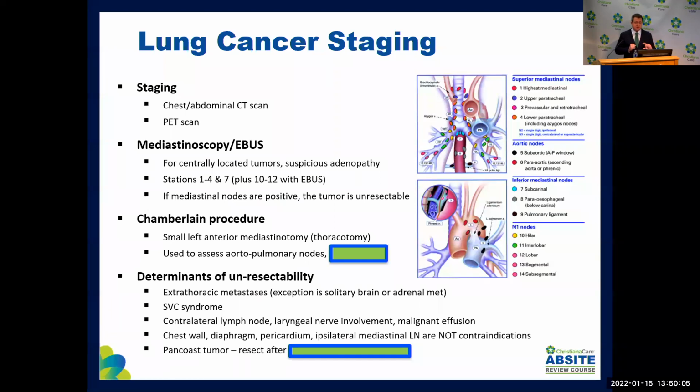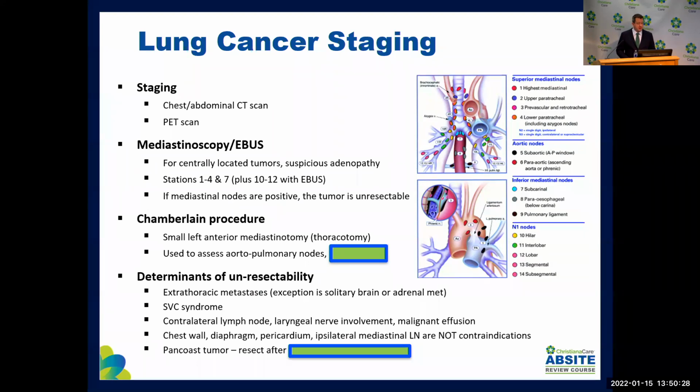They're going to anatomically tell you, or they're going to give you a number and want to know what's the best approach to get a biopsy in this area. Right? So mediastinoscopy, or now there's also endoscopic fancy bronchoscopy with ultrasound. Those are going to be better for your centrally located tumors, right? That's going to be stations essentially 1 through 4 and 7, which is kind of subcarina.